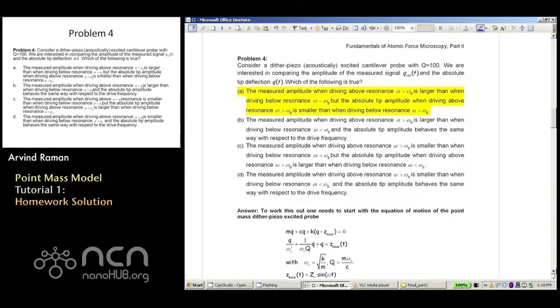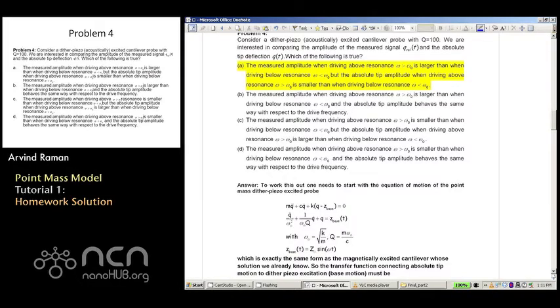Problem 4 is probably the most complicated of the problems in this particular homework. It asks you to compare the measured amplitude when driving above resonance to below resonance, but also to compare the absolute tip amplitude above resonance to below resonance. And you will remember that these two situations are slightly different for acoustic, or base excitation, and directly excited methods, right? And we had derived and compared this.